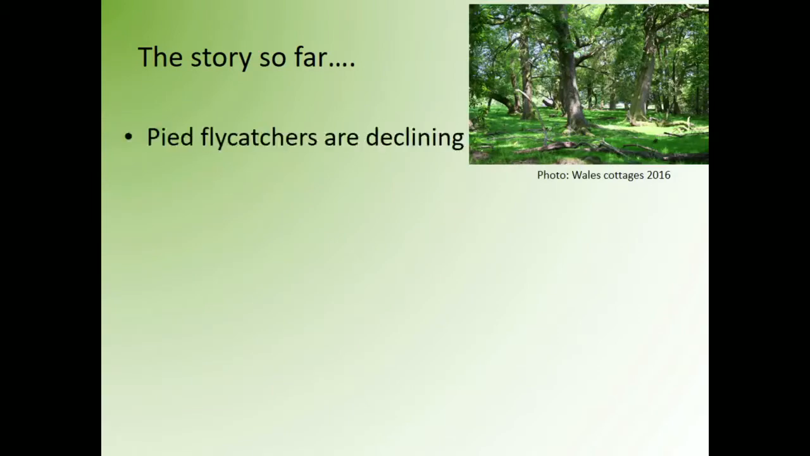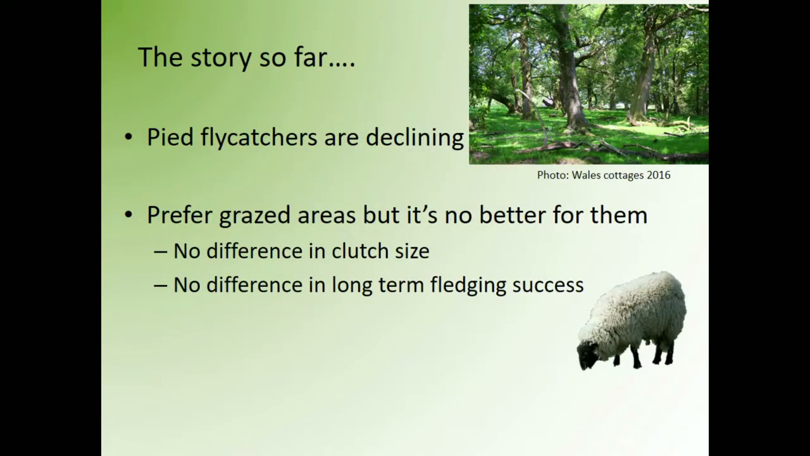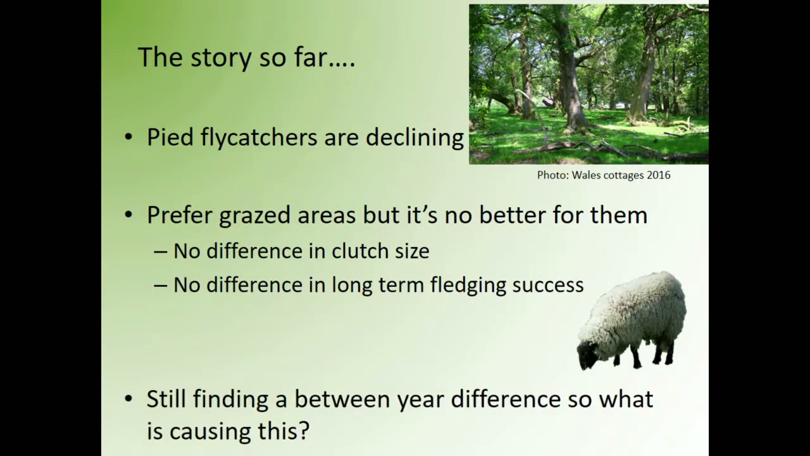So far, we know that pied flycatchers are declining, both nationally and locally. We know that they are preferring grazed areas, but with the metrics shown, it's not actually any better for them. There's no difference in clutch size, and no difference in long-term fledging success. But we're still finding a between-year variation. So we then looked into what could be causing this.